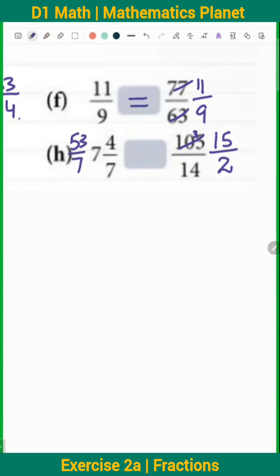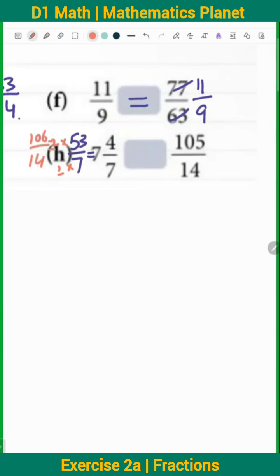We can just leave it like this, because here it is 53 by 7. Here it is 105 by 14. So we can multiply it with 2 to make 14 in the denominator, right? So 53 multiplied by 2 is 106 by 14. So students, which one is greater?